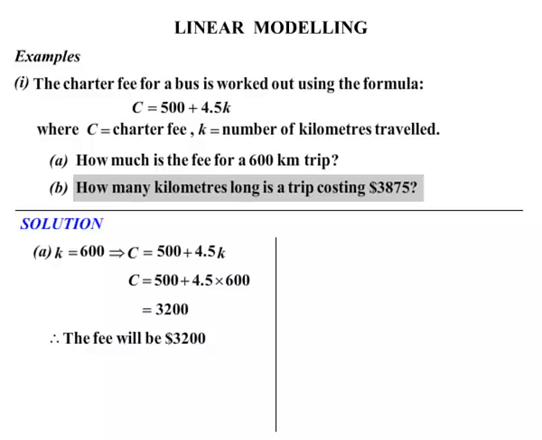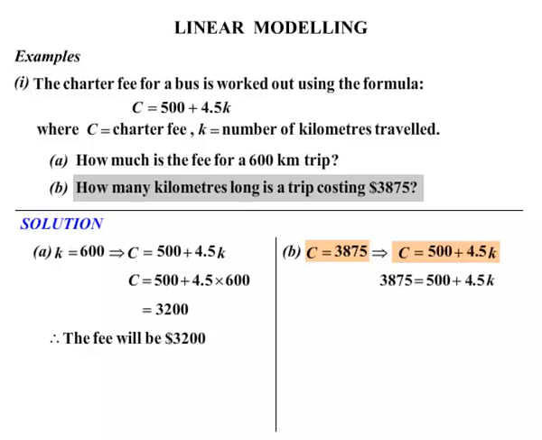Part B. How many kilometres long is a trip costing $3,875? Well, this time we're told the cost. Alright, that's the charter fee. So we'll write that C equals 3,875. And we're going to substitute that into the equation there. So we write that down as our first step. Now doing the substitution, so where we see C, replace it with 3,875, we come up with that next line.